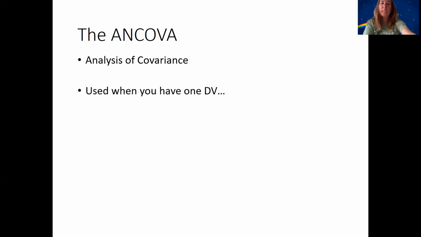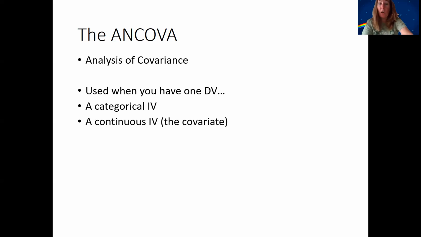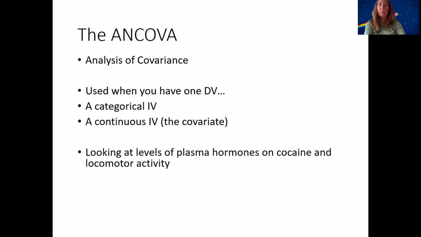So this is whenever you have a dependent variable and a categorical independent variable, along with a continuous independent variable. So most of our independent variables are categorical, like male, female, cocaine, saline, that type of thing. But a continuous independent variable would be what we normally think of as a dependent variable, but it could be something continuous that is an independent variable. So the best example, because I run these a lot in my research, would be, say, plasma hormone levels. Plasma hormone levels are on a continuum, so this is a continuous independent variable.